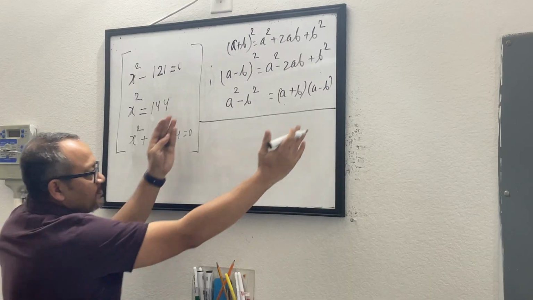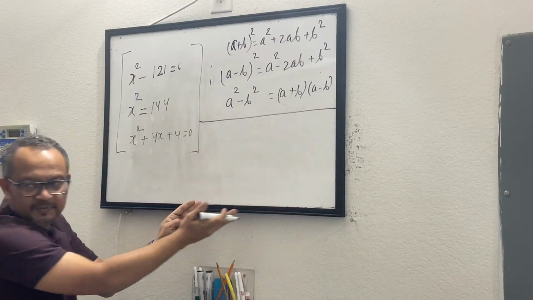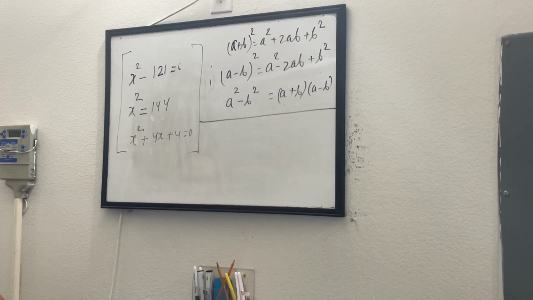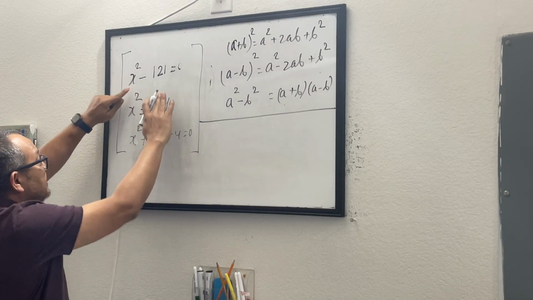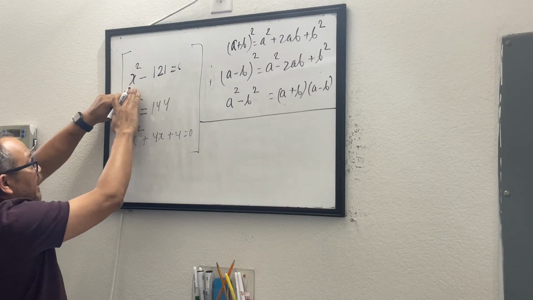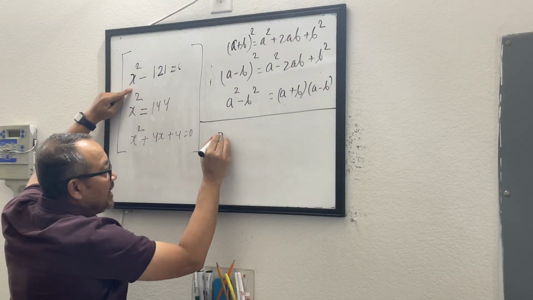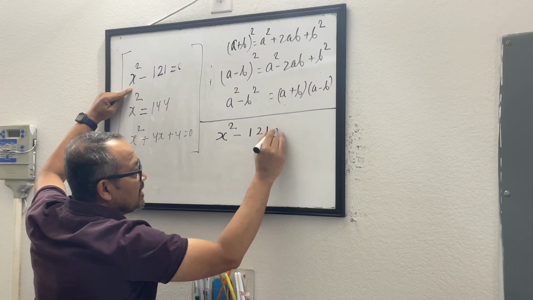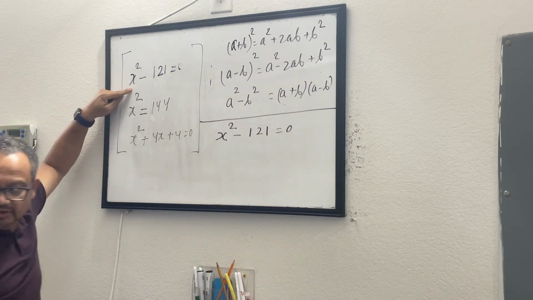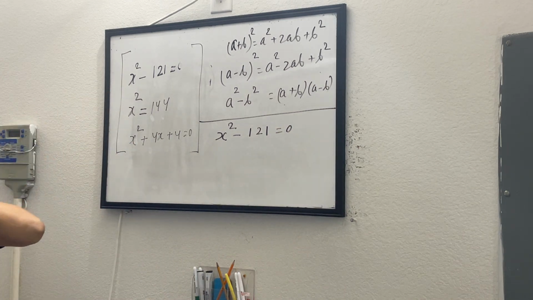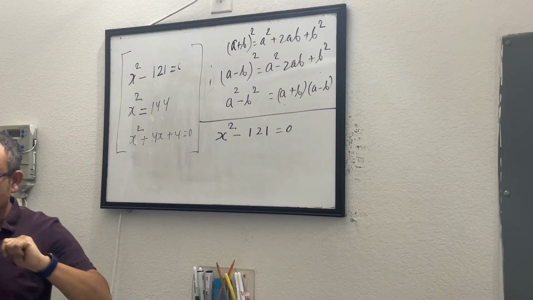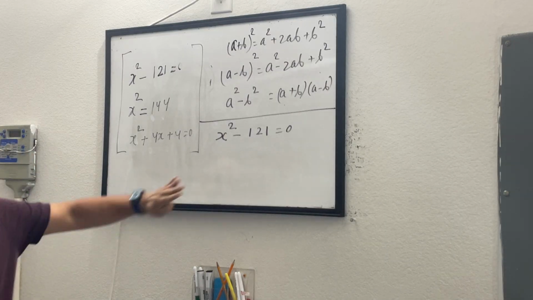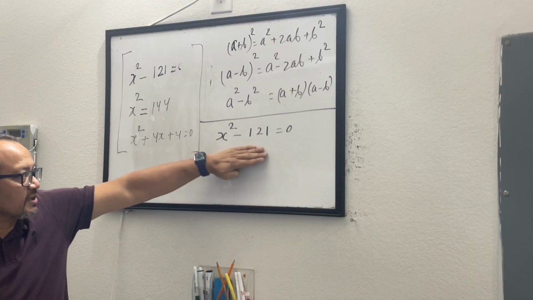I will use this part of the board. Everybody can see this part of the board, right? Okay. I'm trying to solve for x from this equation. x squared minus 121 equal to 0. You don't have to say yes for every sentence of mine. Hear me carefully. So this is the equation we are trying to solve for.